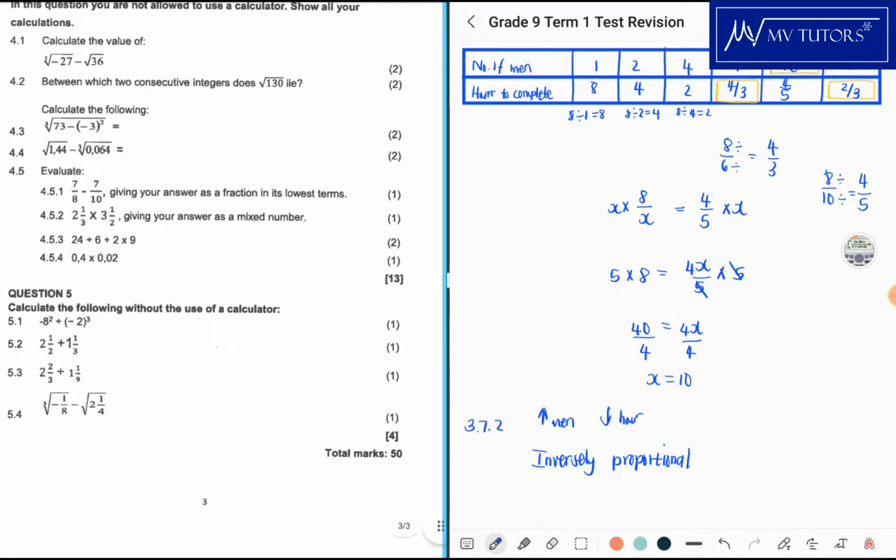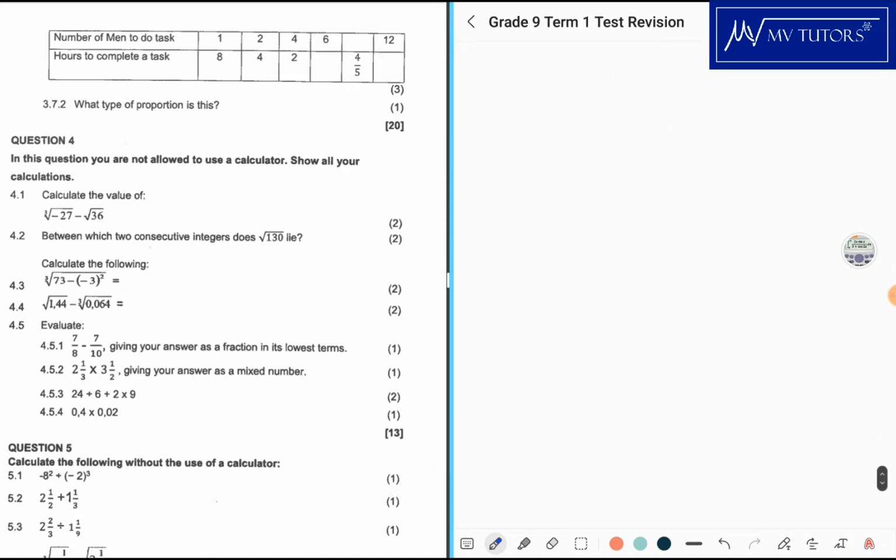Do you still have a long way to go? Oh no, we're left with question 4 and 5. Okay.